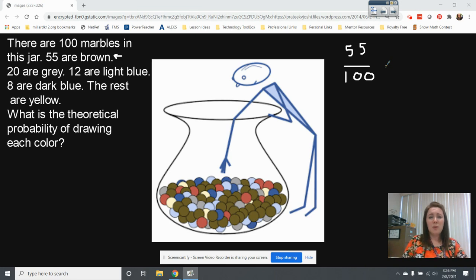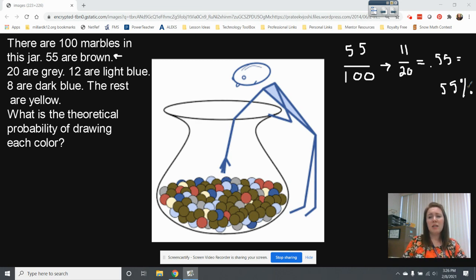Now, there's a couple things that we need to do. First, we have to simplify this fraction as much as we can. So this simplifies if we divide by 5, it becomes 11 over 20. So this is the probability as a fraction, 11 over 20. We could write that as a decimal, which is 0.55. Or we can write it as a percent, which is 55%. So these are all the different ways to represent the probability of drawing a brown marble.